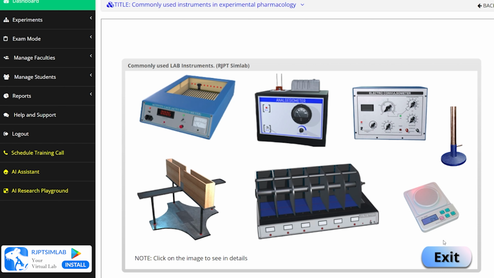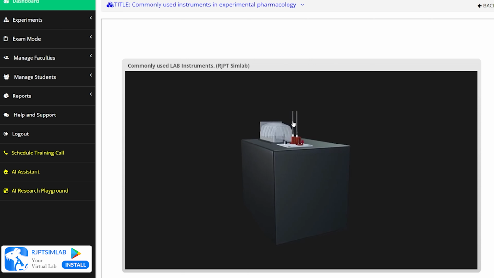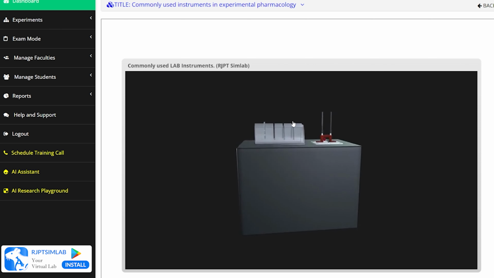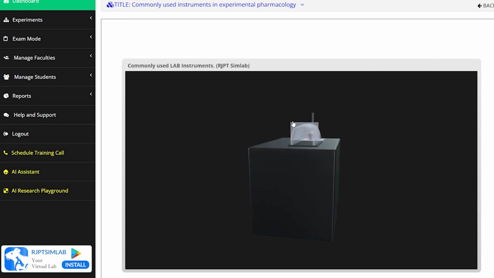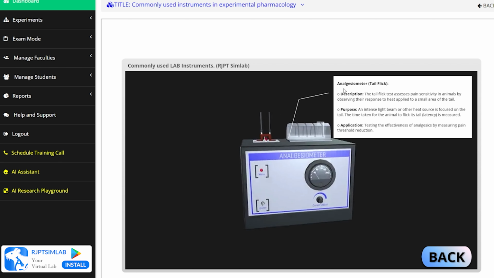Now, let's move on to our second instrument, which is the analgesiometer. The analgesiometer demonstrates the analgesic effect of morphine and other centrally acting analgesics in mouse using the tail flick method. The description of this instrument says that the tail flick test assesses pain sensitivity in animals by observing their response to heat applied to a small area of the tail.